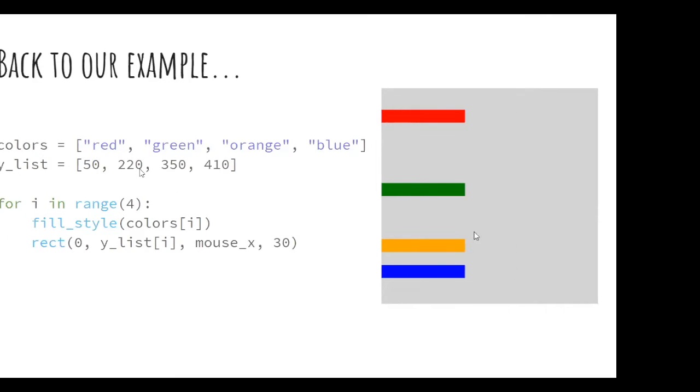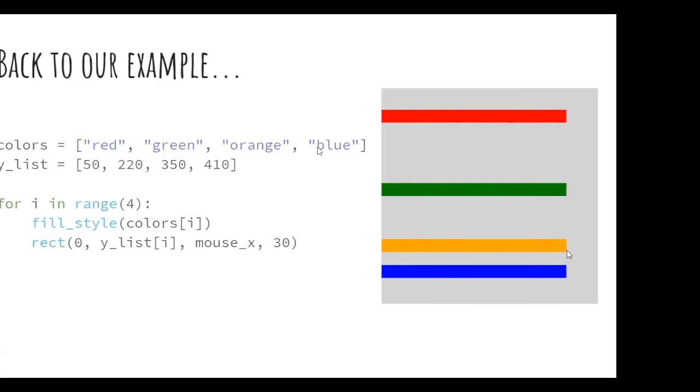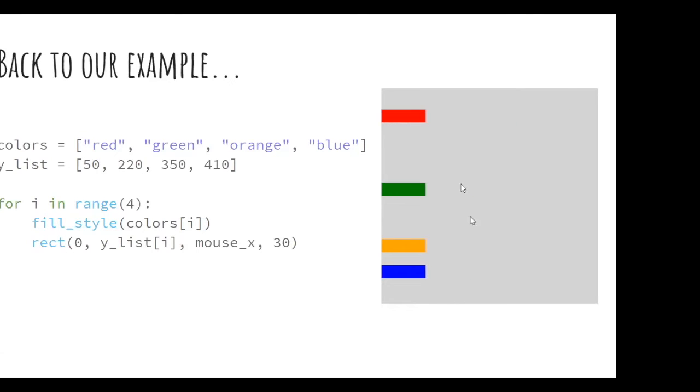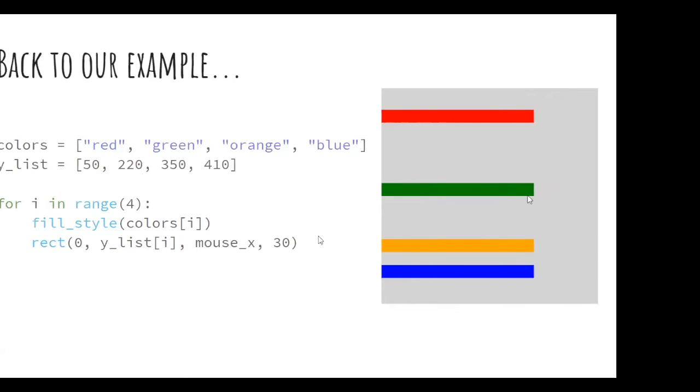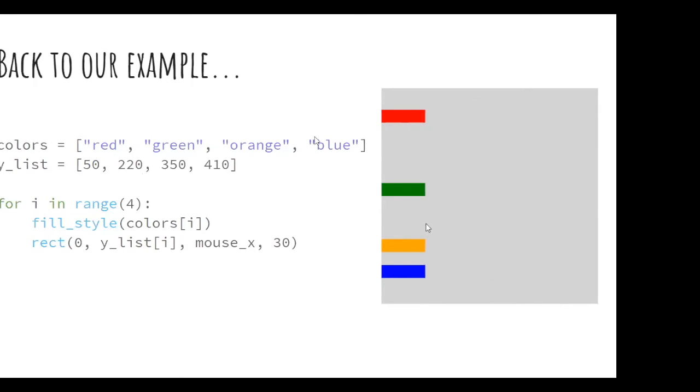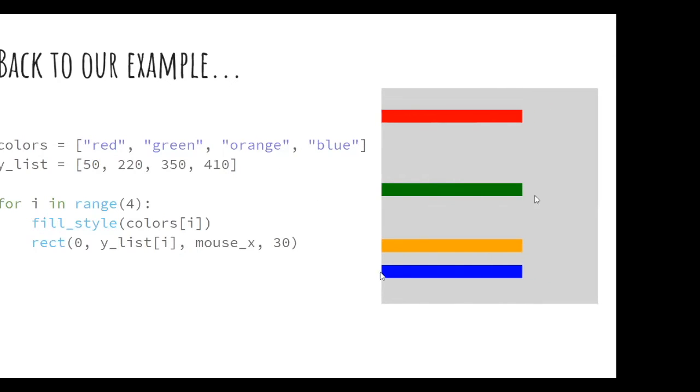Next, what we have is 220 for the list y_list of i, and the color would be green. That is why you can see that this bar is green, and the value of y over here is 220. All right. Next we have 350. So y_list of i would be this value 350. It's going to be orange, so it corresponds to this value over here. And then at last we have blue at 410. So this is the y value at 410, and we have the blue bar.